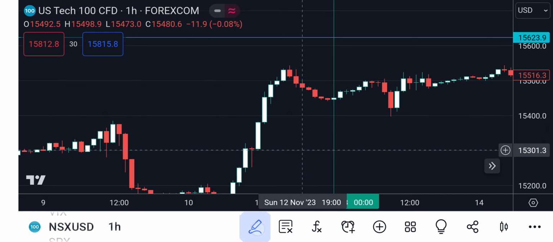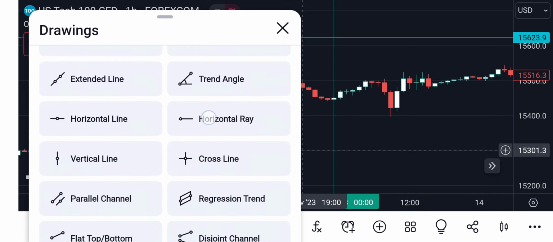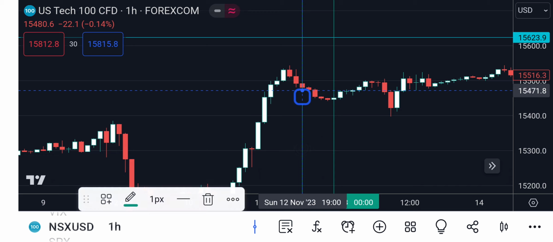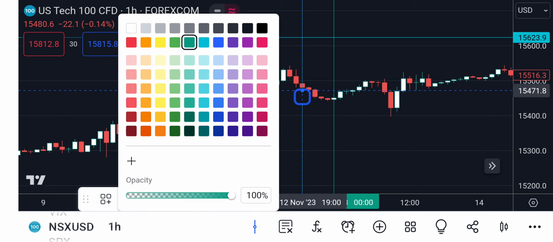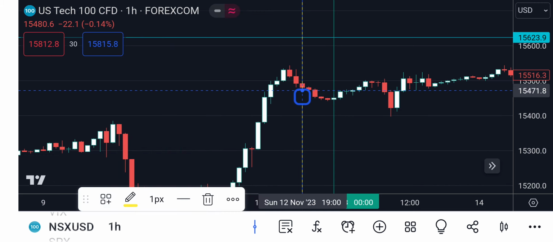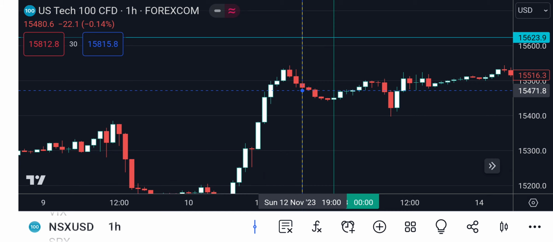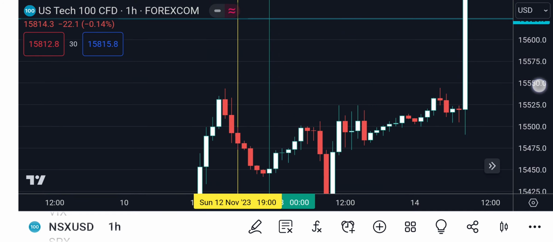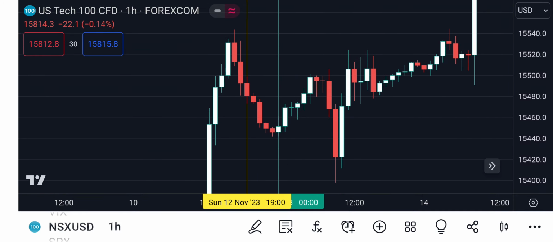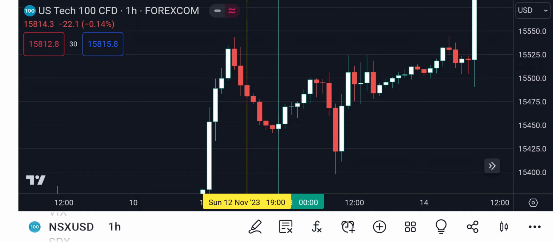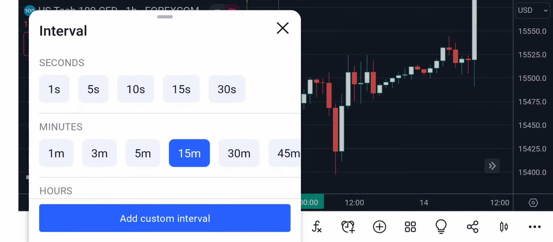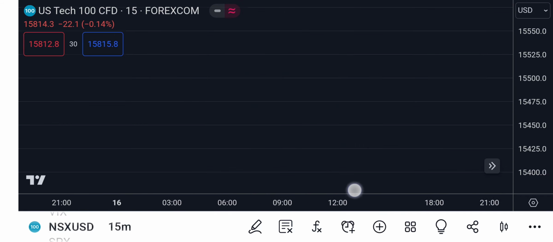So here I put another vertical line. Why am I doing that? Just because I'm marking my Asian range. I'm gonna make this yellow so that you can see it's a different line. So basically I'm marking my Asian range. And then from this, let me go to a smaller time frame. Let me go to 15 minutes so that you can see clearly what I'm talking about.